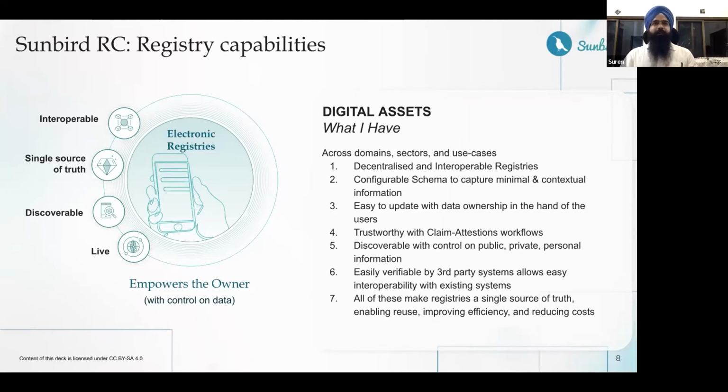So you don't have to stand in queues and lines to update your details. The details are in your hand to update. The details are trustworthy because there is a claim and attest workflow, so there is always inherent trust in the system. The entities are discoverable, with control on what public, private, and personal information they want to expose. All the details in the registry are easily verifiable by third-party systems through APIs, making it easy to interoperate with existing systems. And all of these together make the registry a single source of truth, enabling reuse, improving efficiency, and reducing costs.